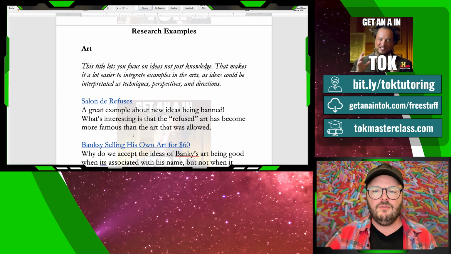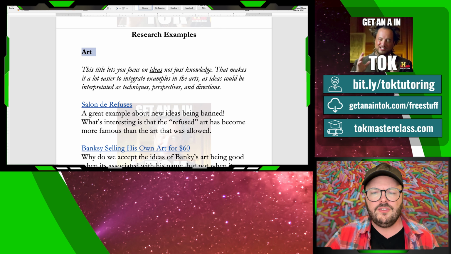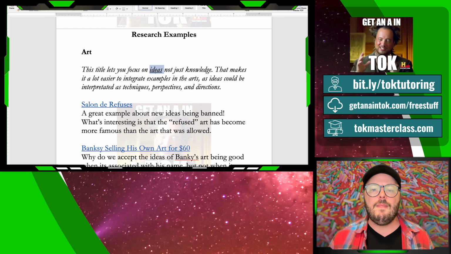All right, let's move on to some examples. This is what you're really looking for. Art. So this title lets you focus on ideas and not just knowledge. And this is huge for focusing on the arts. That makes it a lot easier to integrate examples in the arts, as ideas could be interpreted as nearly anything.